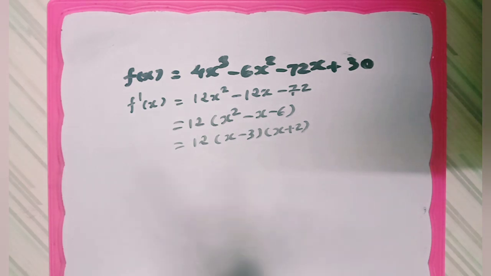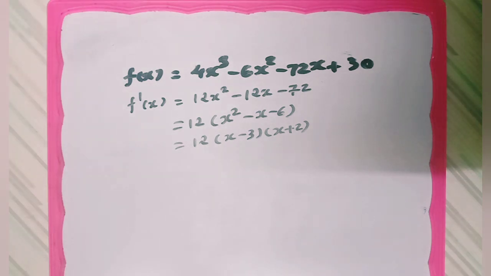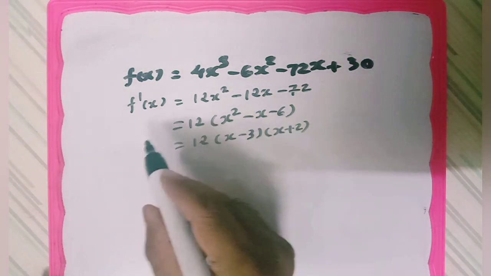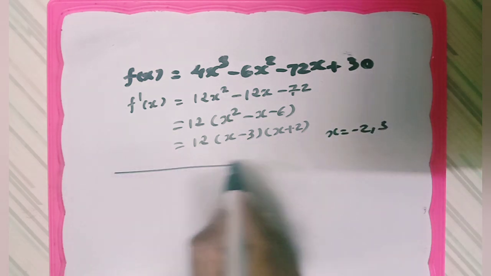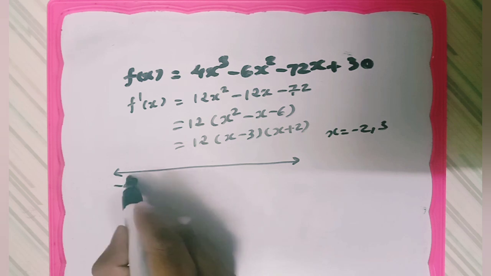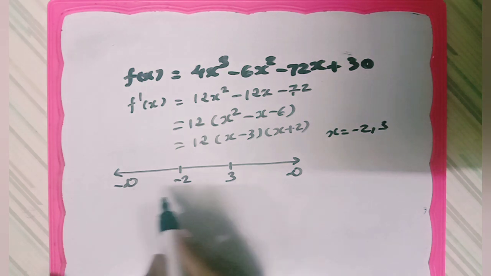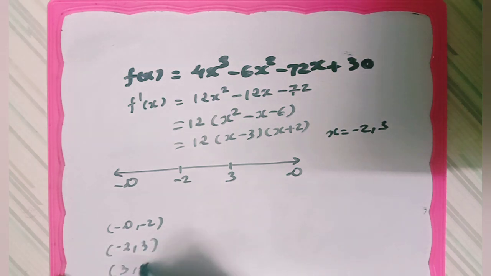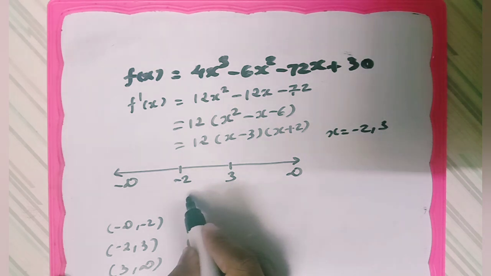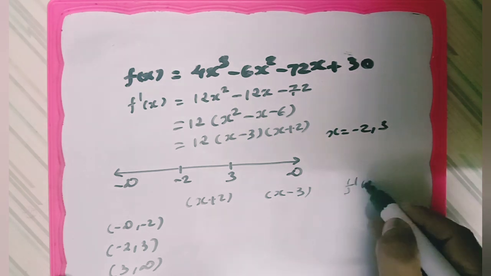And so here 12 is positive, so the sign of f'(x) depends on (x - 3)(x + 2). The critical points, where f'(x) becomes 0, are at x = -2 and x = 3. On the number line we depict it: minus infinity to -2, -2 to 3, and 3 to infinity. So we are getting three parts. In this, we can write x + 2, x - 3 and f'(x).